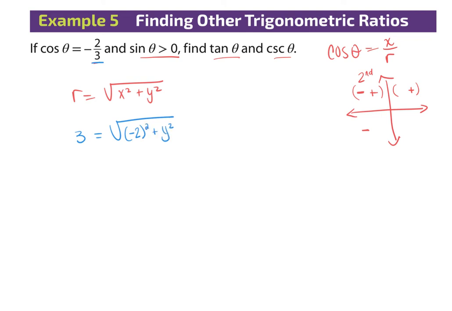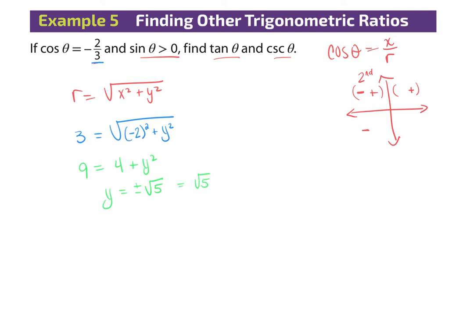How do I solve this guy? How do I get rid of my radical? Square both sides. So 9 equals 4 plus y squared, right? Subtract your 4. Y squared equals 5. So y equals the positive or negative root of 5. I am in which quadrant? The second quadrant. Is my y the positive square root or the negative square root? The positive. So my y here is positive square root of 5.